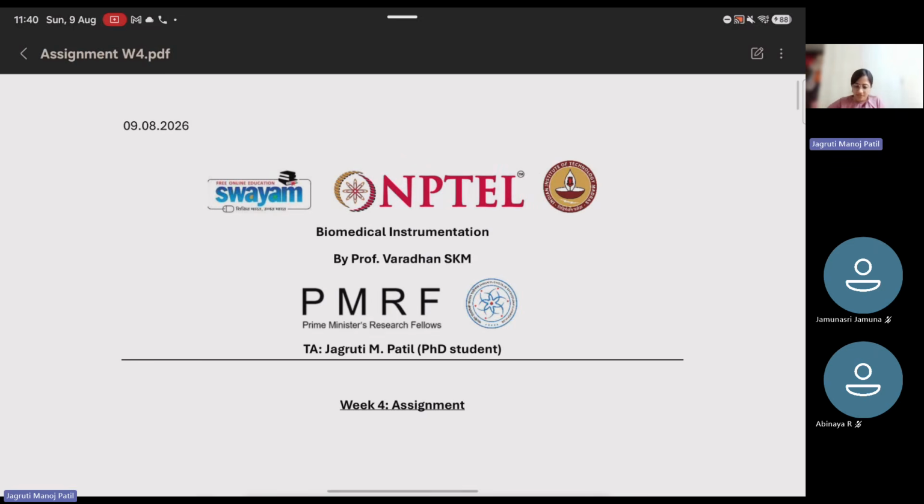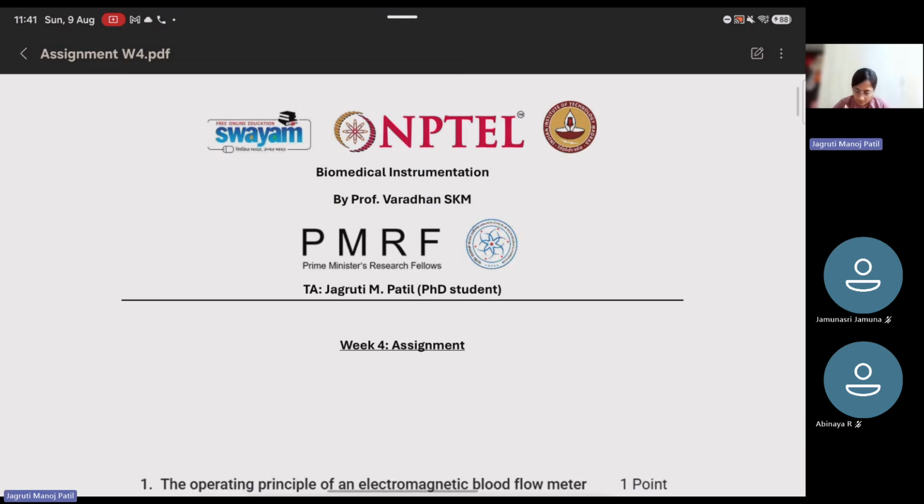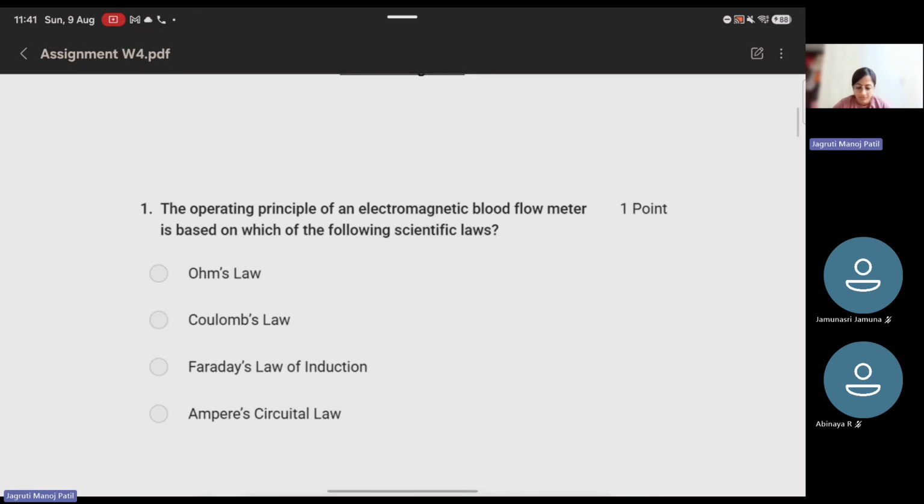If no further questions, then let's begin with the assignments. Here's the latest uploaded. Okay. Same thing: one question, followed by 2 minutes of thinking time, and then we'll go through the solution. The operating principle of an electromagnetic flow spectrometer is based on which of the following scientific laws?